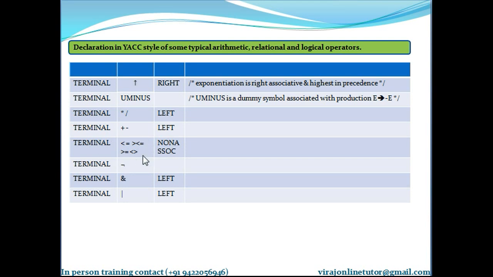Next come the different relational operators which are non-associative, which do not have associativity rules. Then you have the negation sign. These are logical operators, not, and, or. And and or are left associative. So with this we are completing the syntax analysis chapter. So we are done with lexical analysis and we are done with syntax analysis. Thank you.